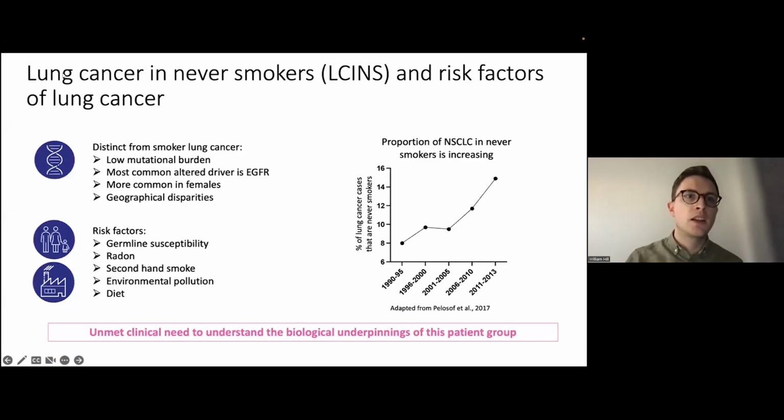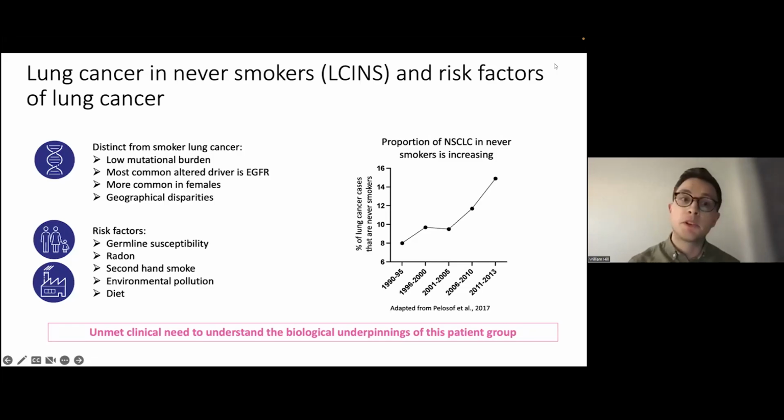And we're studying lung cancer in people who specifically had never smoked, because it's a very distinct form of the disease from smoking lung cancer. It's got a low mutational burden. The most common altered driver gene is EGFR, and there are these clinical disparities that it appears to be more common in females and in certain parts of the world.